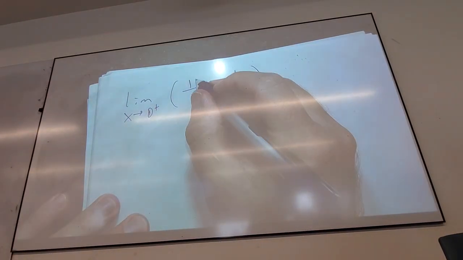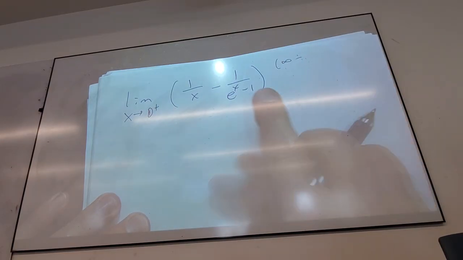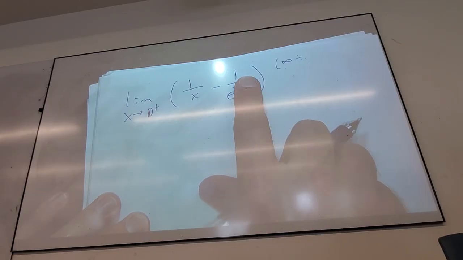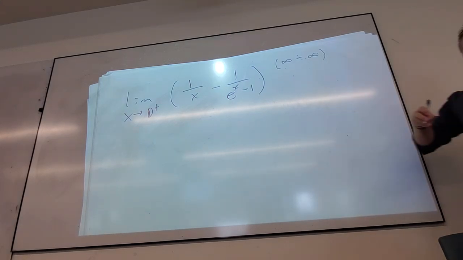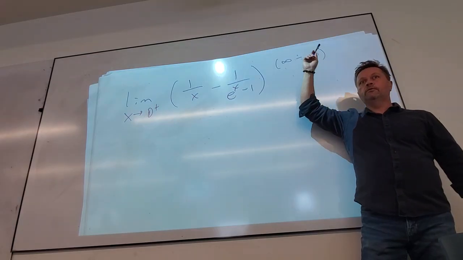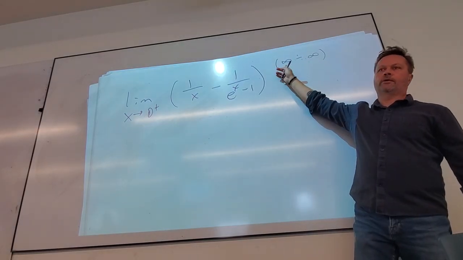What does this do as x goes to 0? And what does this do as x goes to 0? What's each of them? Minus 1? 1 over 0 goes to? Now, real quick. Somebody out there right now is thinking, well, Jeff, the answer is 0, dude. Something minus the same thing. No, but is infinity a number?